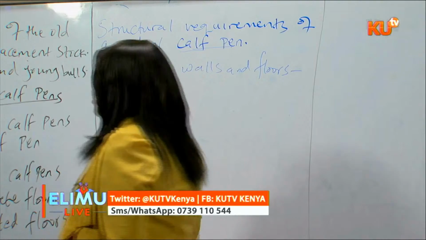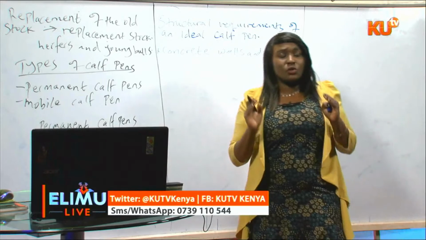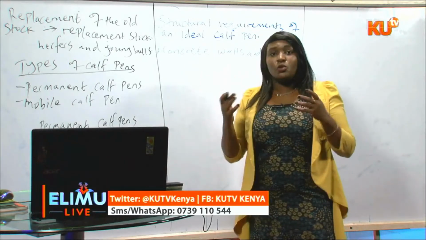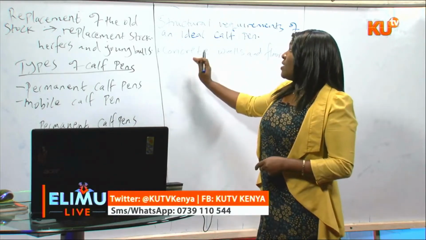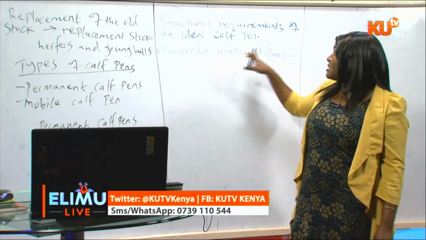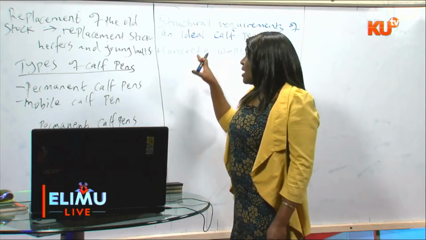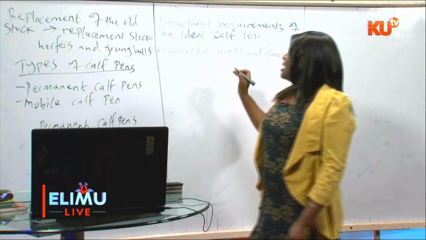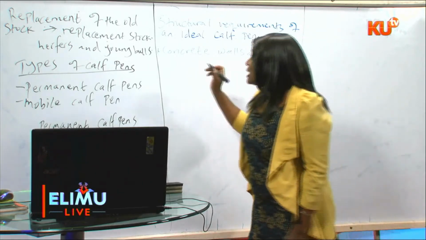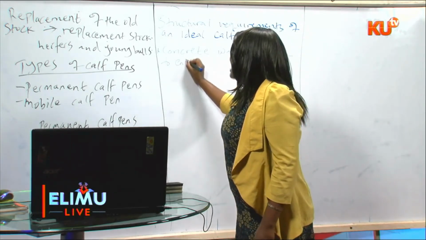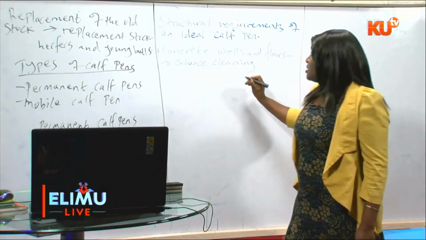That is number one. An ideal, the best calf pen, the one that is going to be of importance to your farm in terms of profit maximization. Ensure that the walls and the floors are concrete. If you can afford it, make concrete walls and floors, because they are easy to clean. This is to enhance cleaning, or to make the calf pen easy to clean.